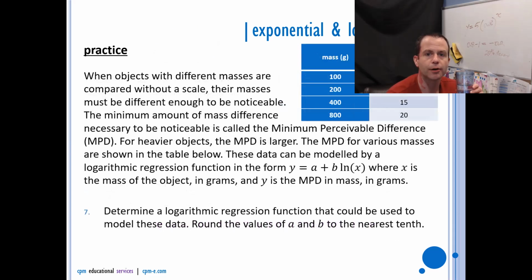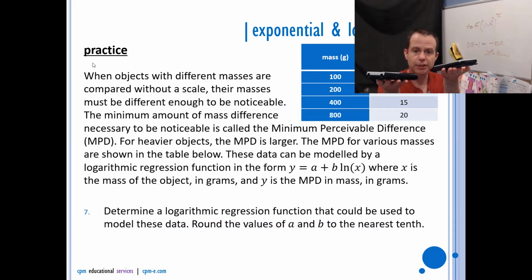All right. Now, again, lots of words. No biggie. We're just going to read through and try to get an understanding of what's going on here. When objects with different masses are compared without a scale, their masses must be different enough to be noticeable. I have a Casio and a TI in my hand right now. Their masses, to me, are not different enough to be noticeable. When I'm holding them both in my hand, I don't really notice a difference.